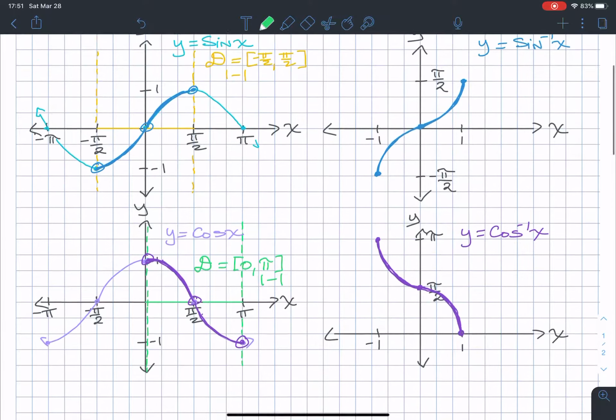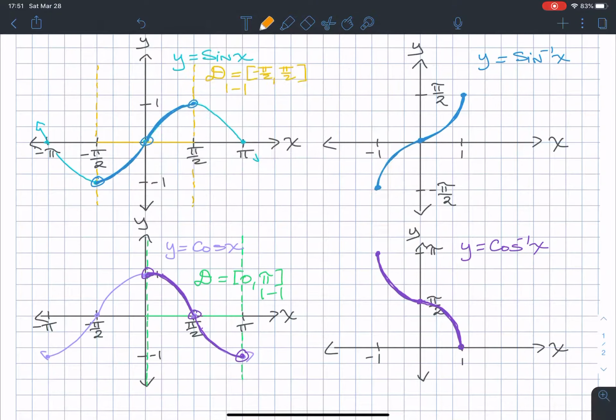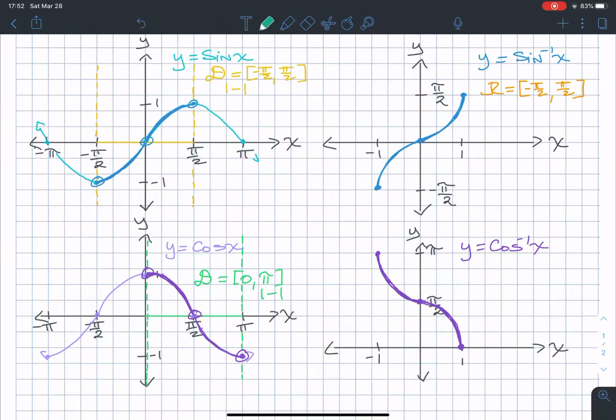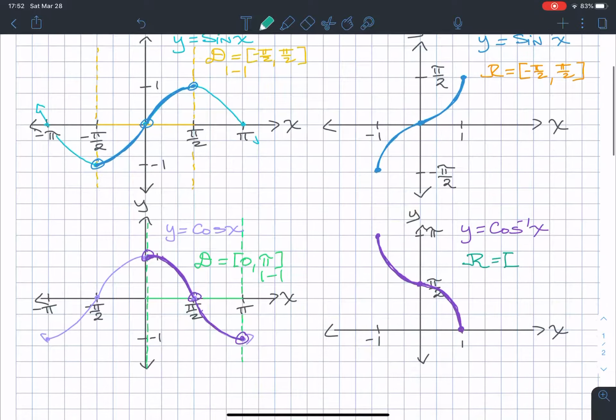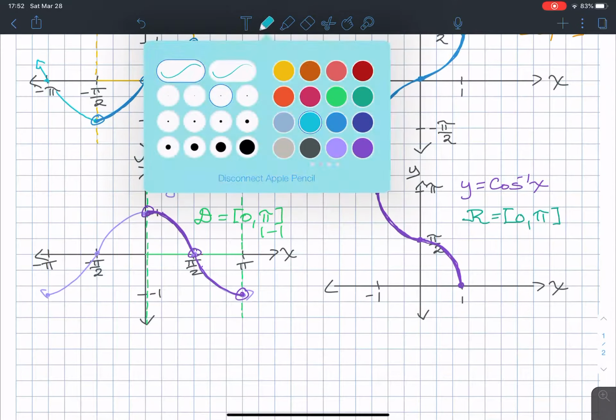Okay. And I want you to notice that the range of the inverse function is the same as the domain. It's from -pi over 2 to pi over 2. So the range of the inverse function is the same as the restricted domain here. It's from 0 to 1. Sorry, 0 to pi. What am I saying? Okay. So definition.